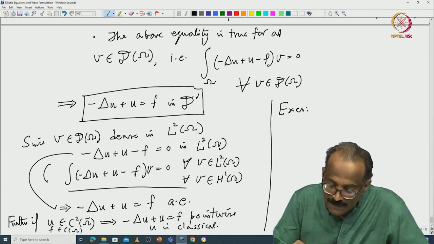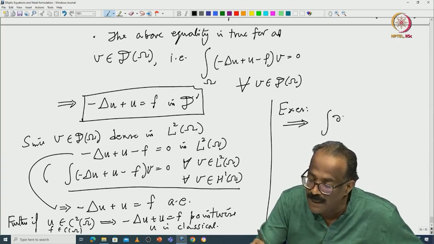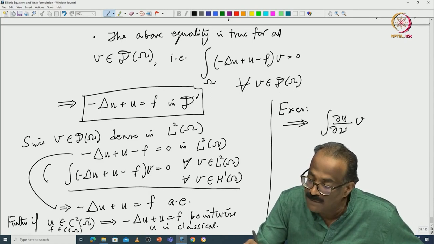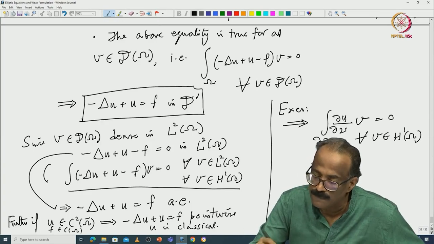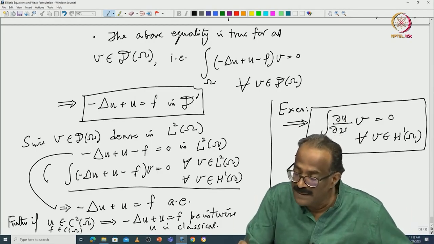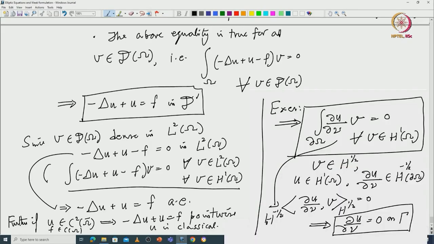Since now you got these things for v in H1(Ω), this will imply the integral of du by dν; you do an integration by parts at this stage. From this integration by parts, you get du/dν times v over the boundary of Ω equal to 0 for all v in H1(Ω). And that is the meaning when v is in H1(Ω). So, one way to think is that v is in H^{1/2}, so that u is in H1(Ω), that is the solution you have obtained.